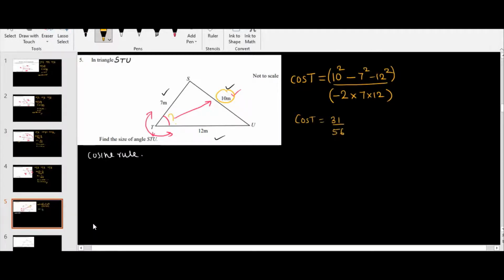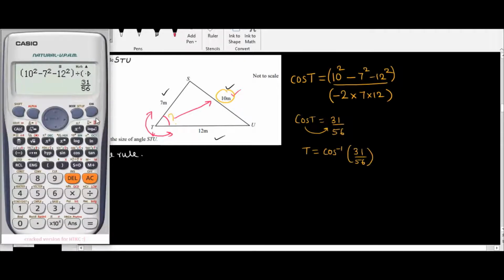Now since we have to find the angle T, the cos will go on the other side. So T equals cos inverse of 31 divided by 56. You can use your calculator again to find the answer. To get cos inverse, we first click on shift and then cos inverse, and then 31 divided by 56, close the bracket. So the answer is 56.387.